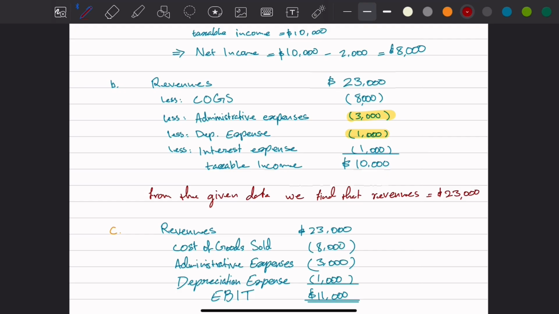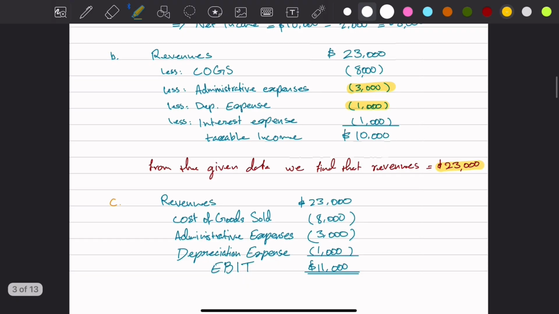So from the data that we have organized from the question, we found that the total revenues were 23,000. And then we moved on to the last part, part C, which wanted us to calculate EBIT, which is earnings before interest and tax. And again, we've done a similar thing, but we neglected the interest and the taxes paid. We just took revenues and deducted the other expenses, the cost of goods sold, the administrative expenses, and the depreciation, and that gave us the earnings before interest and tax.